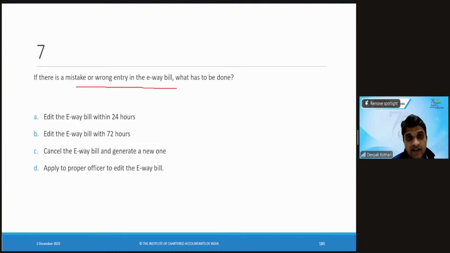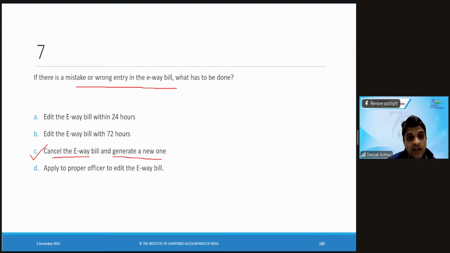But if you do not cancel, you cannot go to the officer, and he does not have the power to cancel also. So the only option within these options is, if you have a time limit, then cancel the e-way bill and generate a new one. That is more apt, right? That answer is correct for this question.